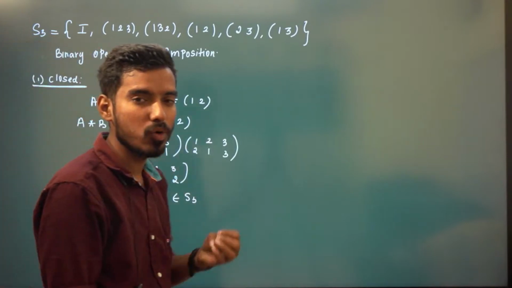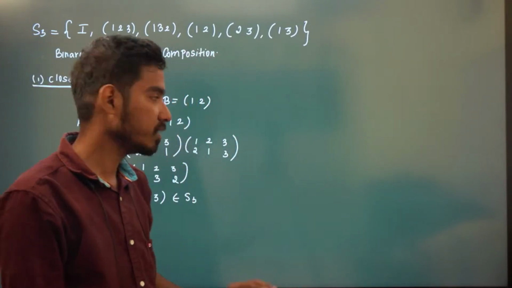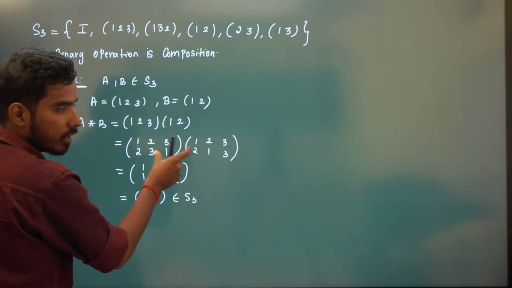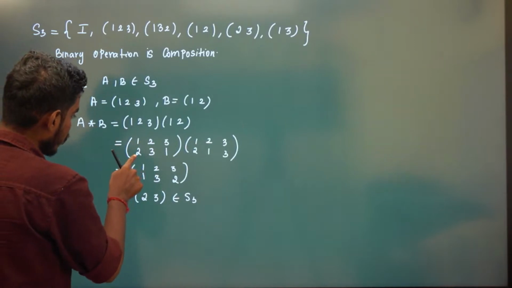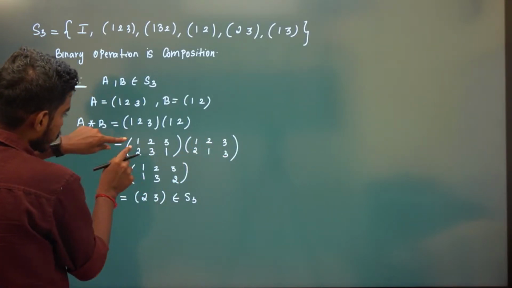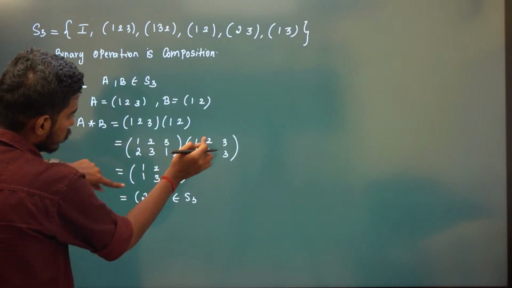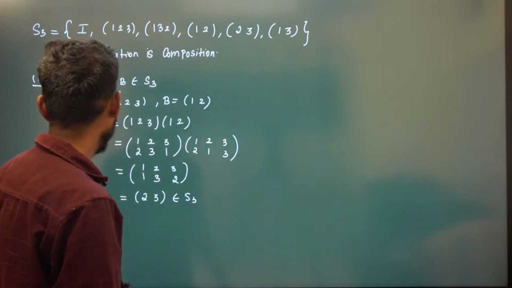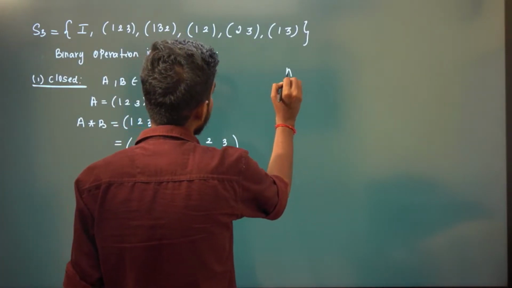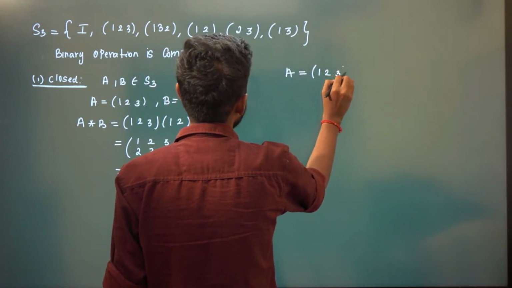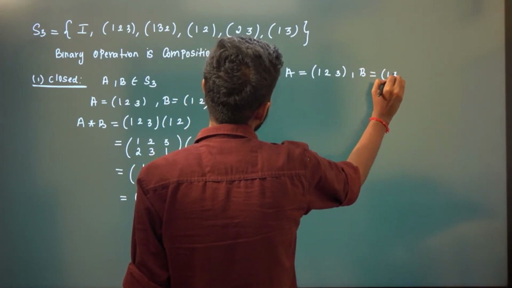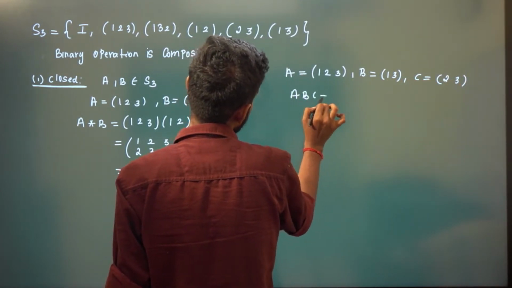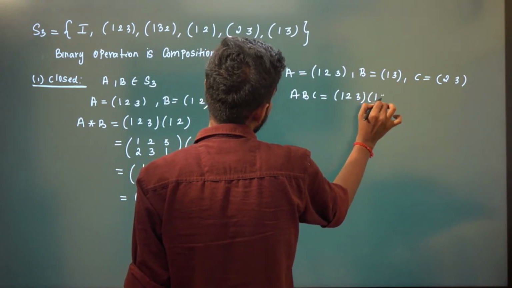I'm giving you one example of how to find the composition of two permutations. Is this clear? If you want to multiply two permutations, write them in normal representation form. So 1 goes to 2, 2 goes to 1. If you have 3, you need to continue for 3. For example, take A equal to (1 2 3), B equal to (1 3), and C equal to (2 3). How do you find the product of these?